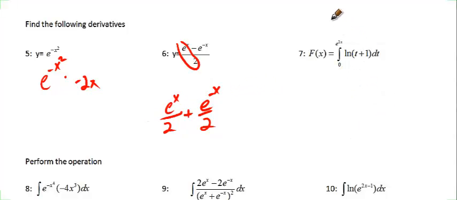All right, last one. This is using the second fundamental theorem of calculus. So when you're doing the derivative of the antiderivative, you plug in your bounds. So it's going to be ln of e to the 2x plus 1.